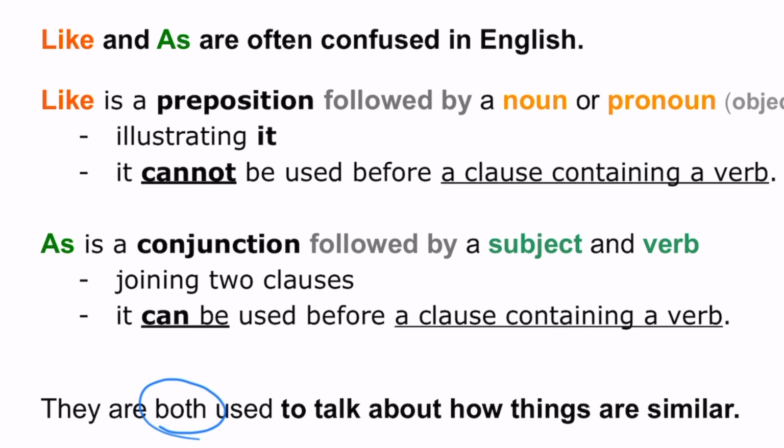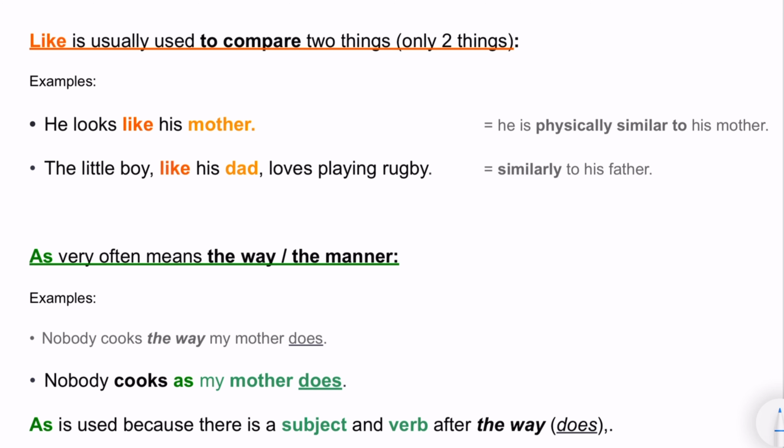So they are both used to talk about how things are similar. Like is usually used to compare two things and only two things. For example, he looks like his mother, so he's physically similar to his mother. And the little boy, like his dad, loves playing rugby. So similarly to his father, he loves playing rugby. So here like means similarly to, and this like means physically similarly to.